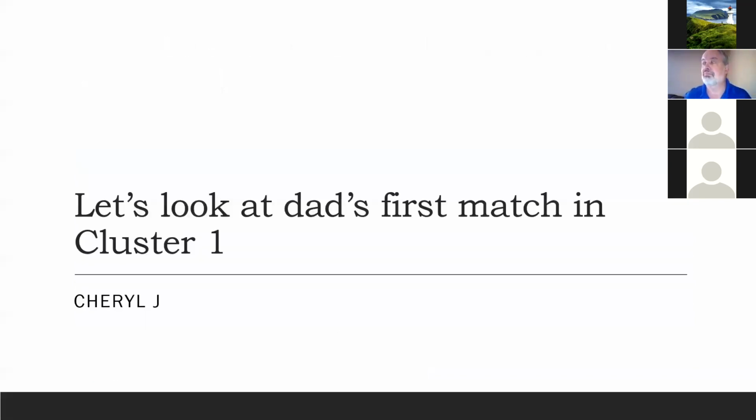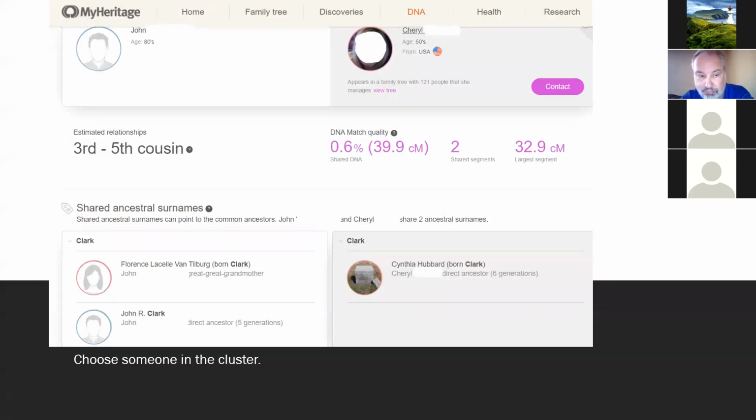So let's look at the dad's first match in cluster number 1. You can see how you can use the tool and figure out which family this is and which ancestral couple. The first match that my dad had was someone named Cheryl. When I clicked on Cheryl's name, what came up here, I've redacted her face, is that my dad is in his 80s, actually turned 80 last week, and Cheryl is in her 50s. She's from the US. That may be an important clue if your DNA match is from the US or not.